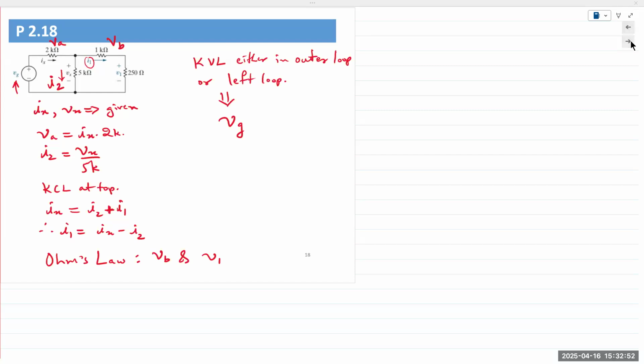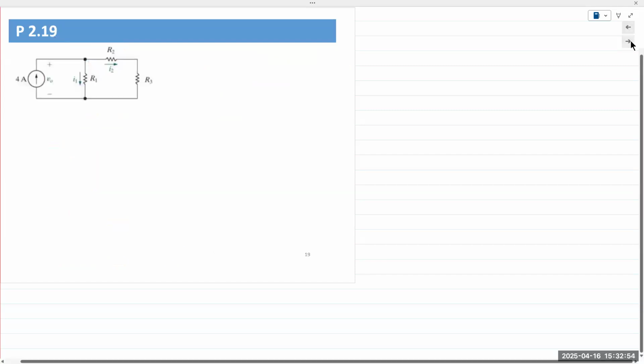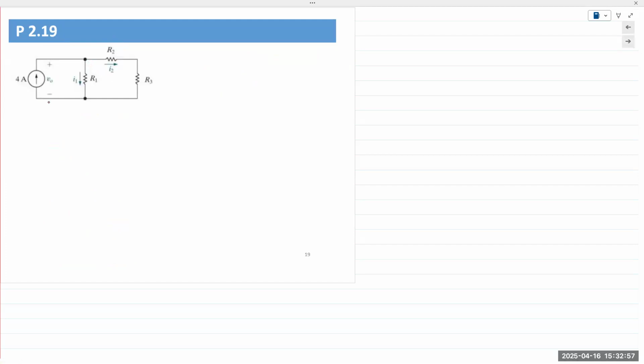Problem number 19. All right. So current source 4 amps is given. Resistor values are given. R1, R2, and R3. And then what else is given? Can you check online and let me know? And then the current source is given. Okay. All right. So the question being asked is find I1 and I2.